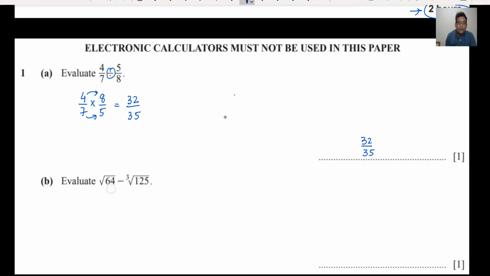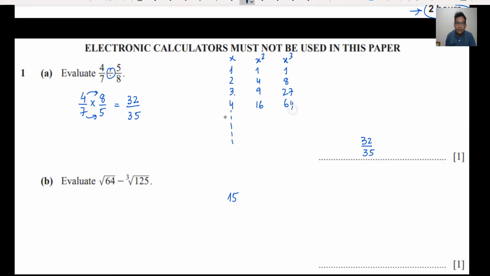You should know 1, 2, 3 till 15. My advice, you should know the squares and also the cubes. 1 squared is 1 and 1 cubed is 1, 2 squared is 4 and 2 cubed is 8, 3 squared is 9 and 3 cubed is 27. And what if I use 4 here? 4 squared is 16 and 4 cubed is 64, because 64 is involved here.